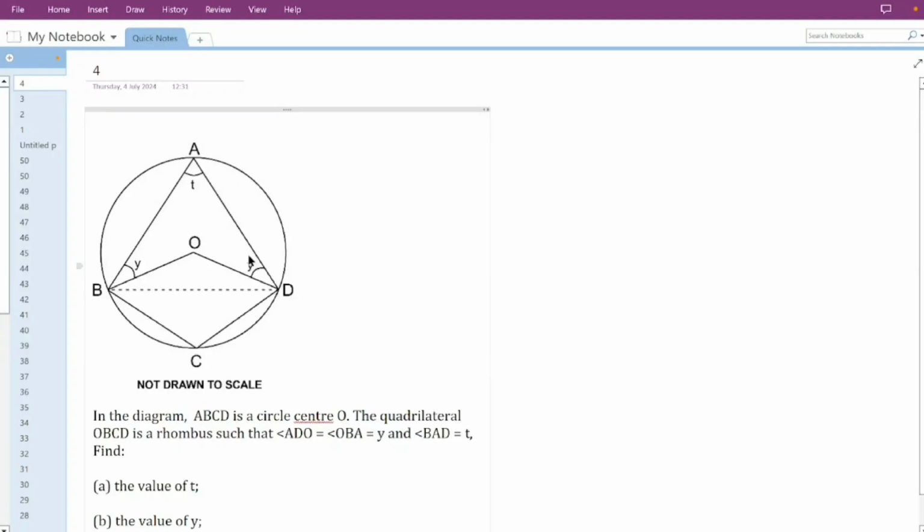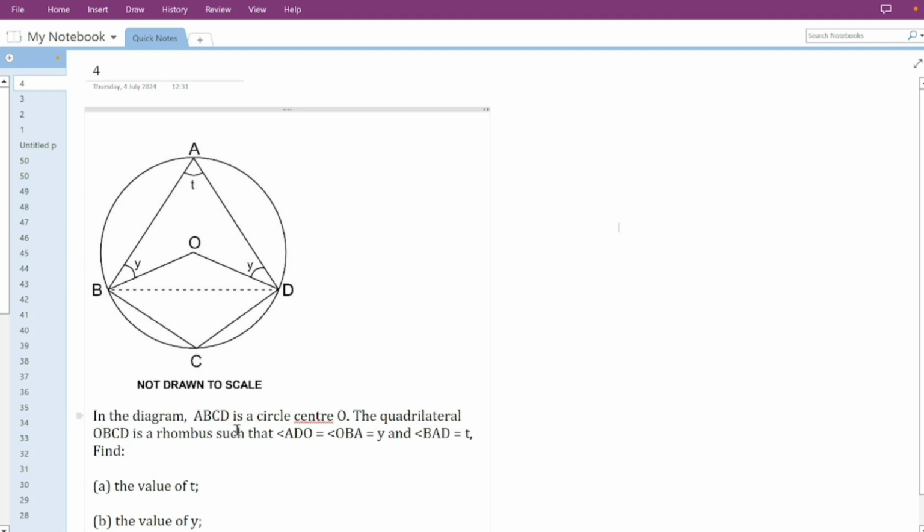Question 4 is a circle geometry question, and it's quite unusual in the sense that you don't even have a numeric value in the diagram. You can see you have T, Y, and Y. In a usual question, like in previous years, they'll give you a numeric value like 40 degrees here or 30 degrees here. But here they're just giving letters for values. So let's read and understand.